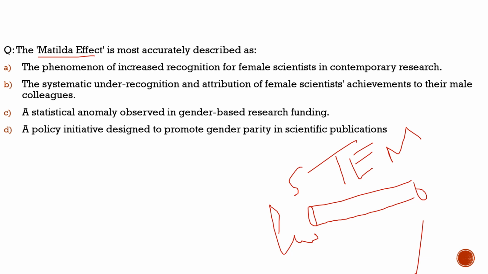The question says the Matilda effect is most accurately described as the phenomenon of increased recognition for female scientists in contemporary research. Totally incorrect. Second statement: the systematic under-recognition and attribution of female scientists' achievements to their male colleagues. 100% correct. This is exactly what the Matilda effect is. First, there is systematic under-recognition of women, and whatever work they do is attributed to their male colleagues. Their achievements are attributed to the male colleagues. This is exactly what the Matilda effect is.